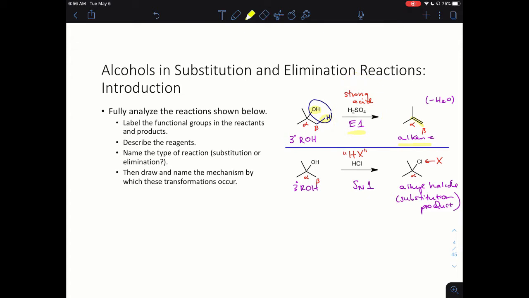Now the second reaction, we have a tertiary alcohol treated with HX, so one of our group 7A acids, halo acids. And we have the H part. This is going to turn hydroxyl into water, make it a good leaving group. And then the X part, the halide, does the substitution. And this proceeds by an SN1 reaction.